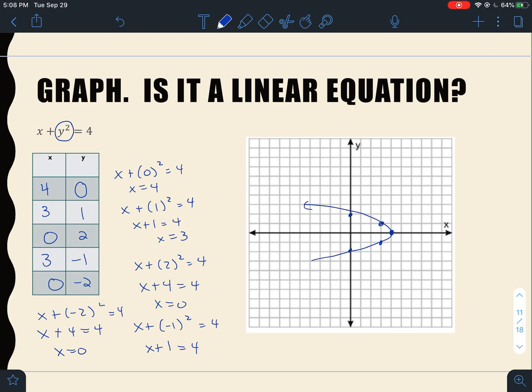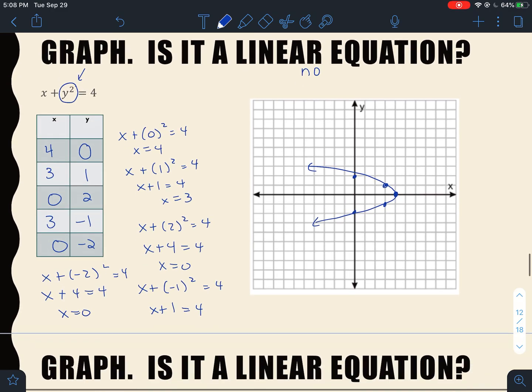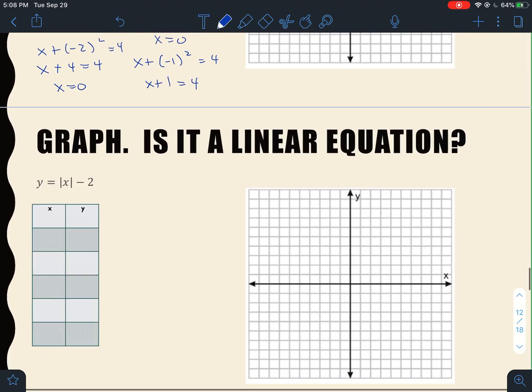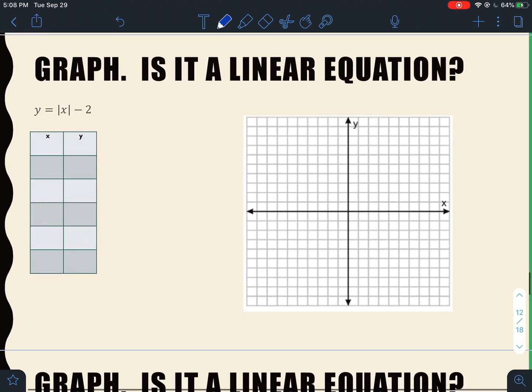So this time I get a parabola again, but notice it's a sideways parabola because instead of x being squared, the y is squared. So this still is not linear because it's not forming a straight line. It's forming a sideways parabola.